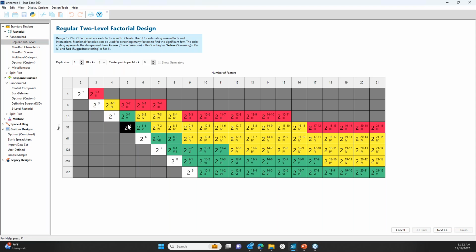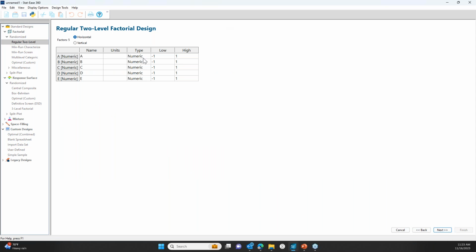So we're going to click this one, the 32 run design. But notice there's a green one right above it that would cut the work in half. So we'll comment about that a little later. For now, we're going to do the full factorial. So I click next, and that calls up the entry sheet where we begin to enter our information.